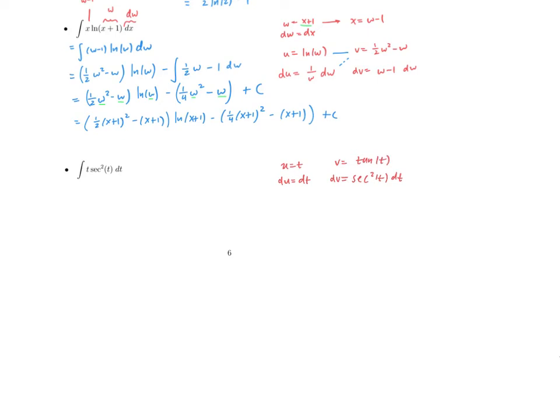Note, if you're thinking back to LIATE, which we've referred to several times now, that helps you to come up with your choice for u. In our case, a polynomial is an algebraic function. Secant squared is a trig function. So the polynomial is higher in that list for LIATE, so we're going to try that for our choice of u, and plus it just matches our intuition. Integration by parts gives us t tangent t minus the integral of tangent.